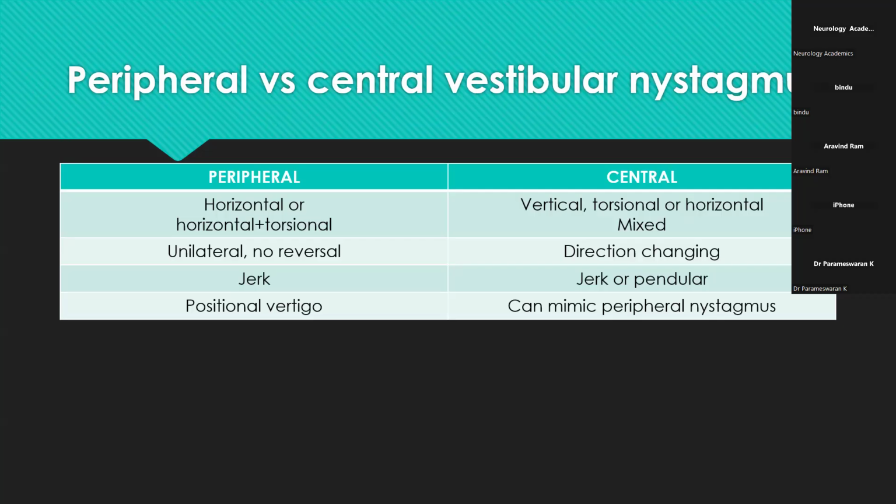The patient usually complains of positional vertigo in the case of peripheral vestibular nystagmus. And any cause of central vestibular nystagmus can always mimic peripheral vestibular nystagmus and has to be differentiated.